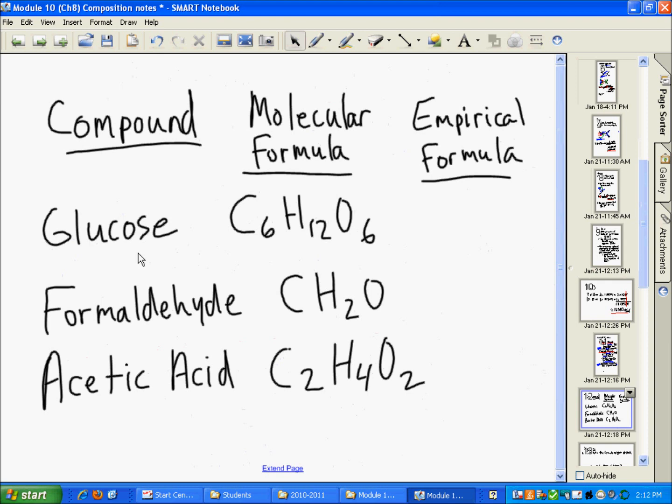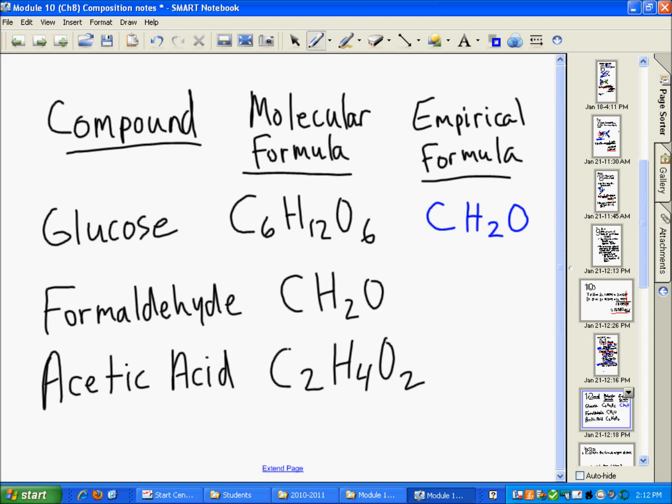So glucose, the compound glucose, has exactly 6 carbons, exactly 12 hydrogens, and exactly 6 oxygens in its structure. The empirical formula, we reduce all these numbers to lowest terms. So the 6, the 12, the 6 are all divisible by 6. So we can divide all those numbers by 6, and if we do that, we get CH2O. So that is the empirical formula for glucose. It just tells the ratio of the elements in lowest terms.